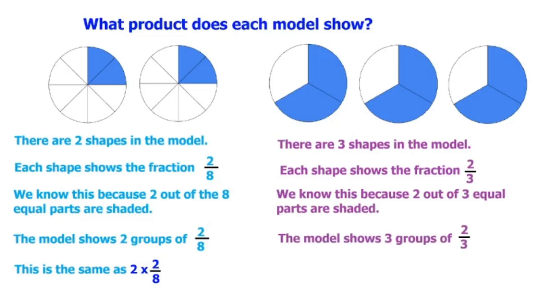So the model shows 3 groups of 2/3. There's 3 of them. 1, 2, 3. So that is the same as 3 times 2/3. And this is the mathematical representation of these models. This is 3 times 2/3, and this model is 2 times 2/8.